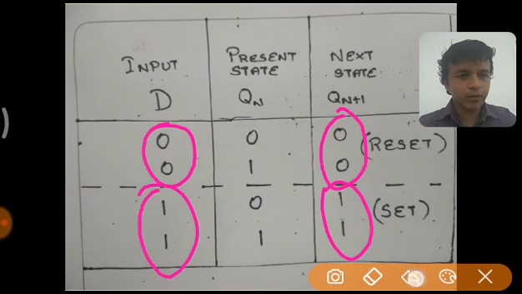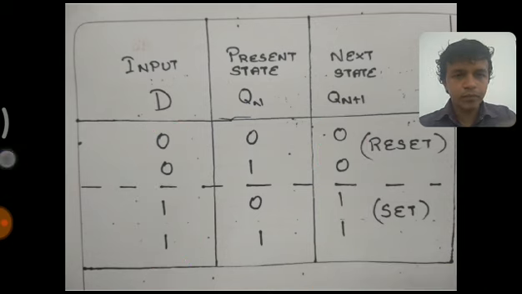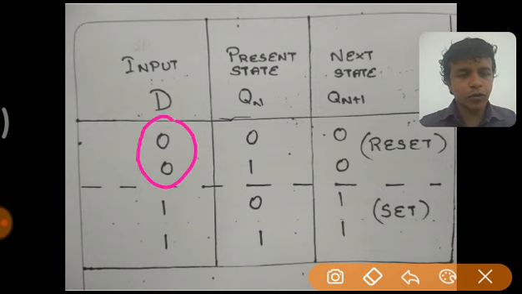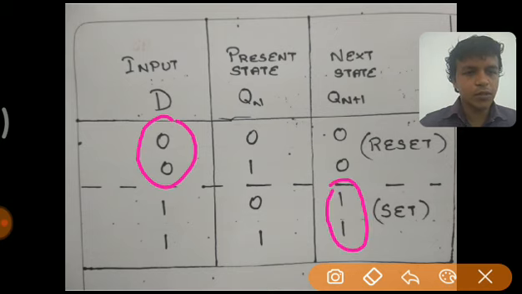For example, we are giving the input as 0. Initially, let us assume that the state of the flip-flop was at 1. And now we are giving an input as 0.